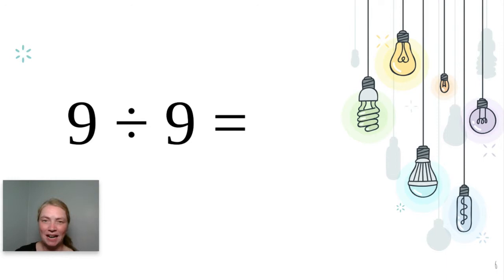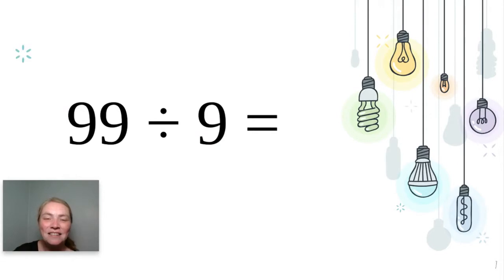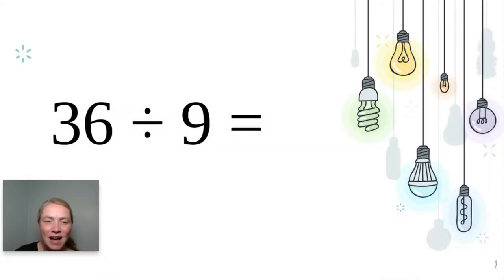9 divided by 9 is equal to 1. That's it, just 1. 99 divided by 9 is equal to 11. 36 divided by 9 is equal to, did you say 4? You would be correct.